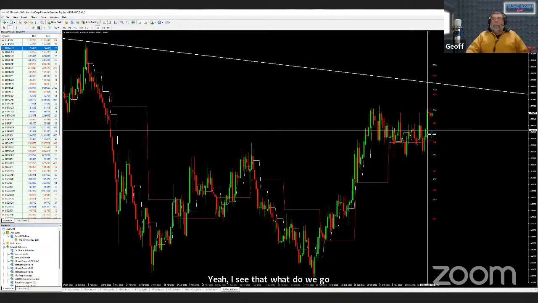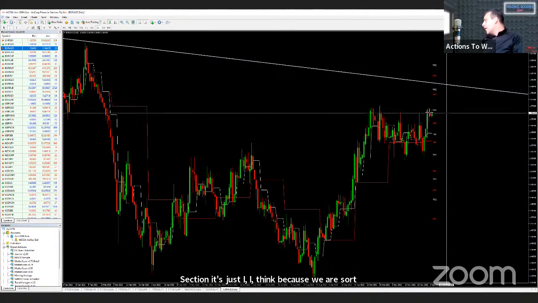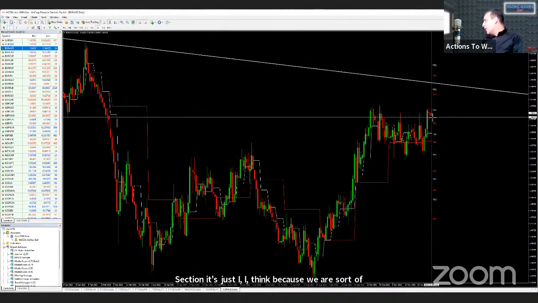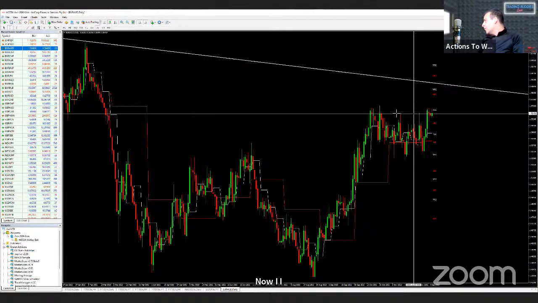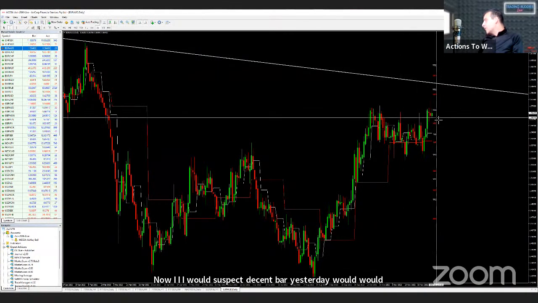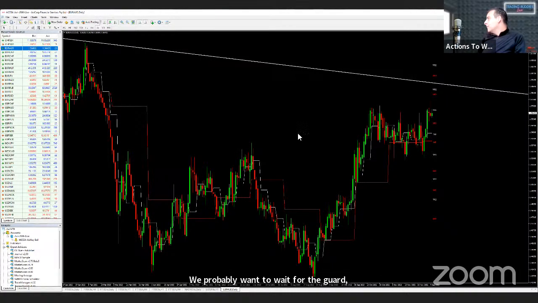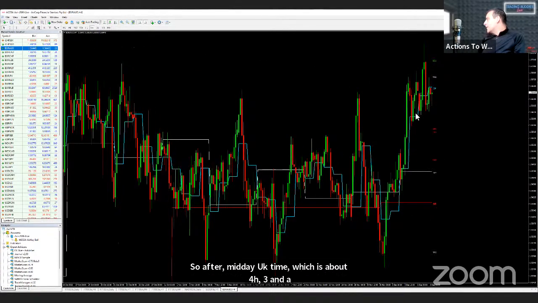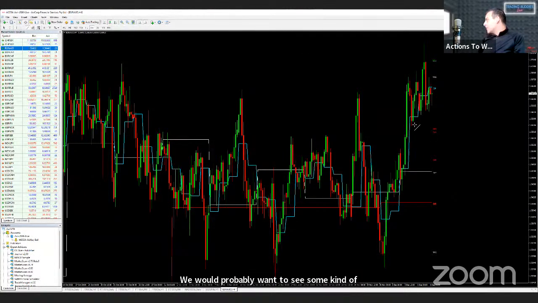Look at the price action. Because we are in these ranges right now, this is a short right now. I would suspect the decent buy yesterday would also suggest that we are probably at the top of the range. We'd probably want to wait for Lagarde. Lagarde's out at 12, so after midday UK time, which is in about three and a half hours, we would want to see some indication that the price action is starting to fail. And if that was the case, then I think we could well be looking for some downside on this one.